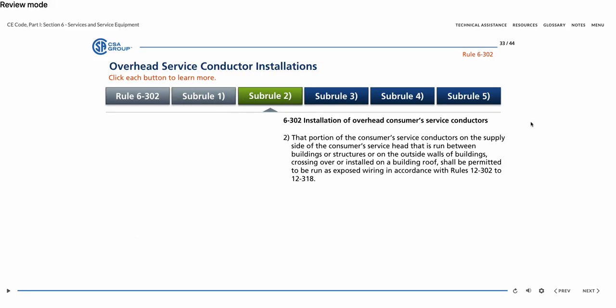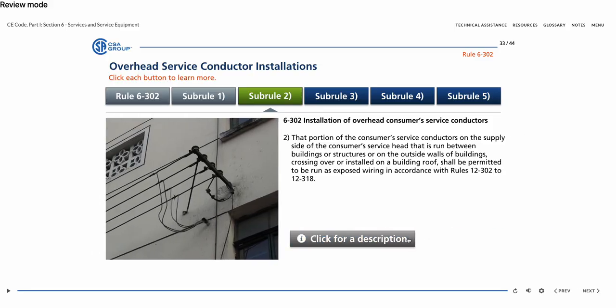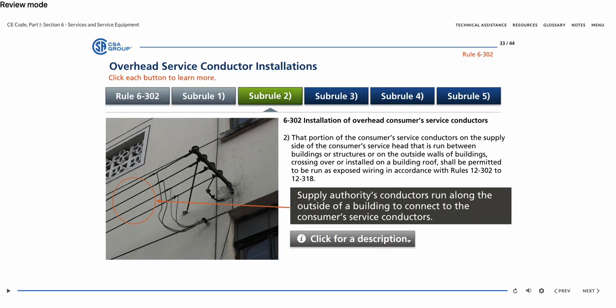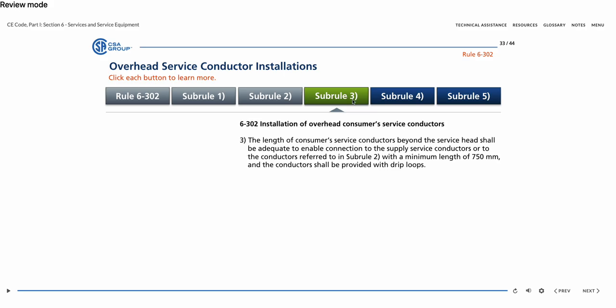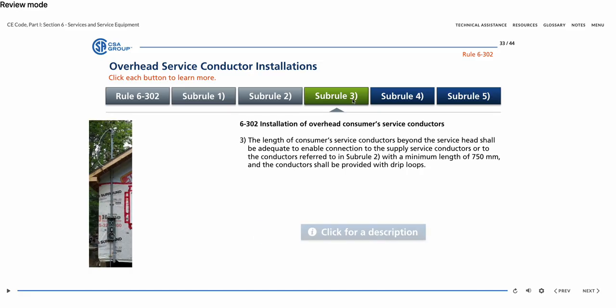Subrule 2 addresses consumer service conductors that are run exposed on the supply side of the consumer service head. When the conductors are run between buildings or on the outside walls of buildings, or when they cross over or are installed on the roof of a building. Subrule 3 requires that a minimum of 750 millimeters of conductor extend beyond the service head to accommodate for drip loops and connection to the supply authority's conductors.